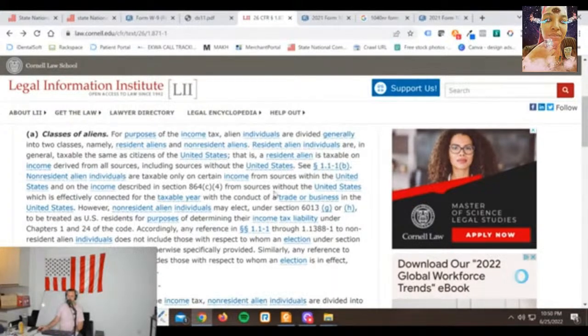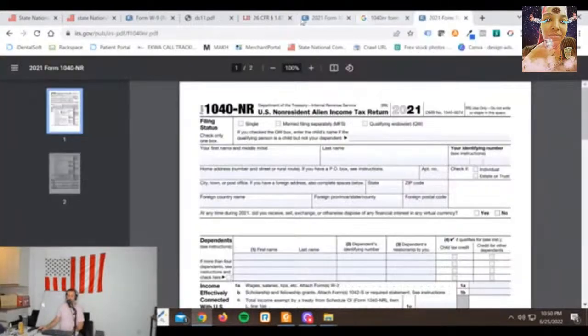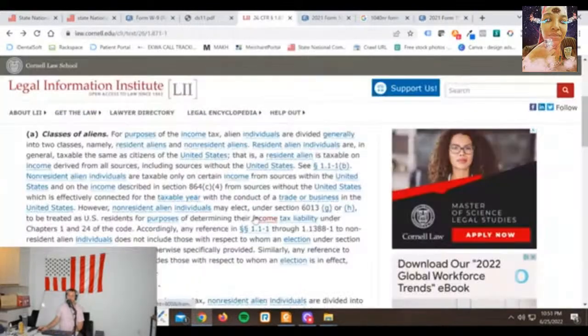So the two terms are "without" and "within." Within the United States means inside of the District of Columbia. Without the United States means outside of the District of Columbia. So even if you're living in California, you're a California state national, you're a non-resident alien. If you're a defense contractor or something, you would still need to file the 1040NR form in order to pay your privileged income tax on that money. That's my understanding of how this all breaks down.